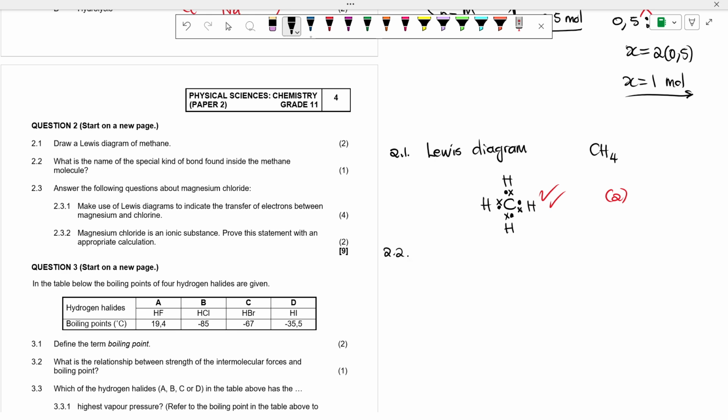2.2. What is the name of the special kind of bond found inside the methane molecule? In other words, what is this bond called? That one qualifies to be a grade 10 question. So please repeat the question. Okay, 2.2. What is the bond that is found inside methane?